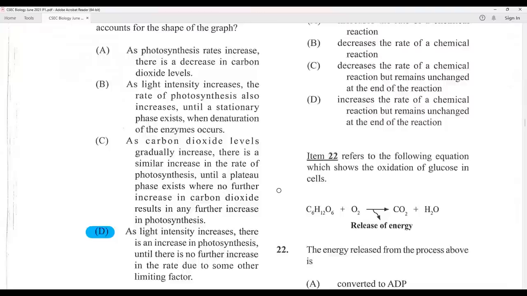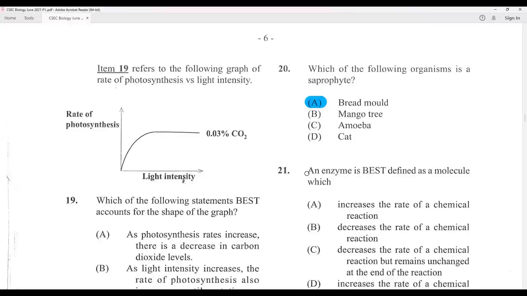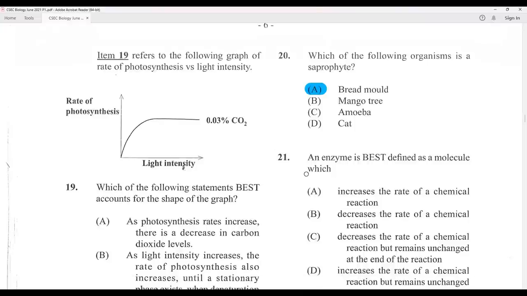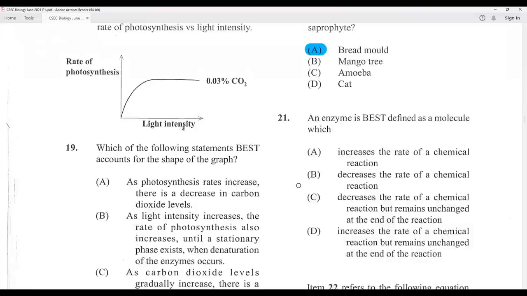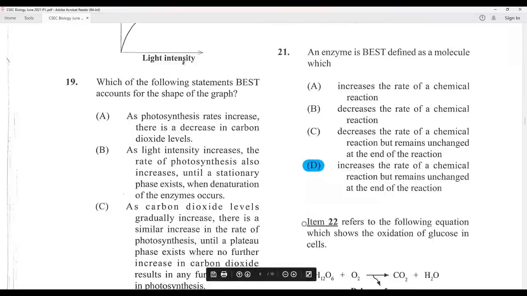20. Which of the following organisms is a saprophyte? And if we're thinking saprophyte, then you should be thinking bread mold from the ones that are provided here. An enzyme is best defined as a molecule which increases the rate of a chemical reaction but remains unchanged. Basically, the enzyme you use, you will get back in the end. So D is the best answer.